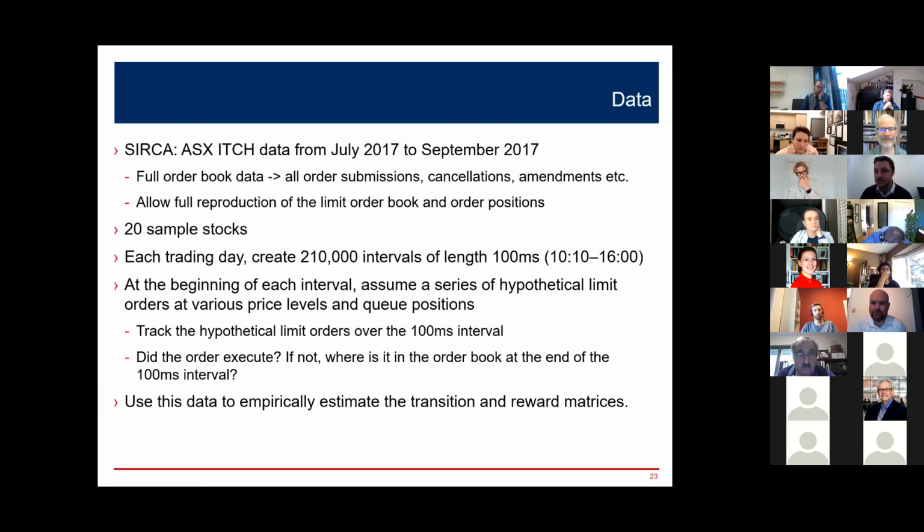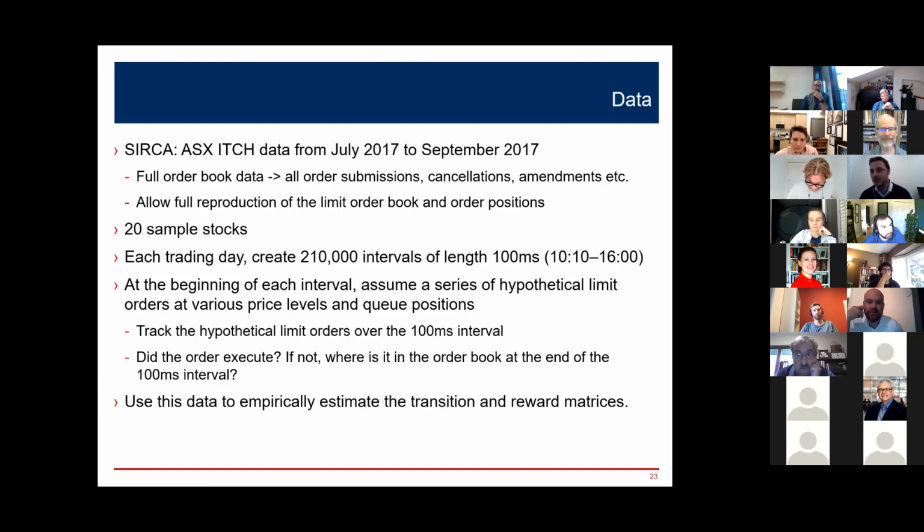So to get that empirical estimation, I'll go out and get pretty granular data: every order submission, cancellation, and amendment. That allows me to fully reproduce the order book. What I do is I then slice the data into 100 millisecond intervals. At the beginning of the interval, I've got a series of hypothetical orders at all the different levels in the order book and queue priorities. Over those 100 milliseconds, I then track those orders and I see which of those orders would have been executed and what the state of those orders looks like at the end of the 100 milliseconds.